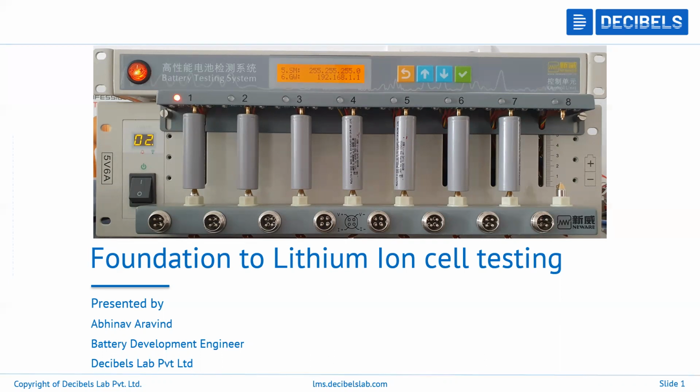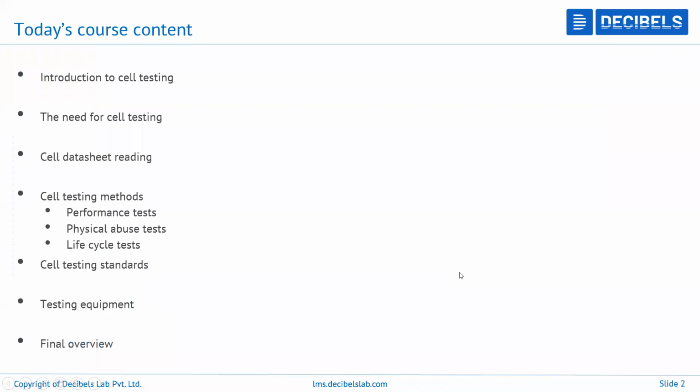So with that, we can take a look at today's course content. We start with an introduction to cell testing. As I said, what exactly is cell testing, and the need for cell testing. Why exactly is it needed? And we'll take a brief look at the cell data sheet. Different manufacturers provide different data sheets, and whatever testing is done is as per the data sheet that has been provided by the manufacturer.